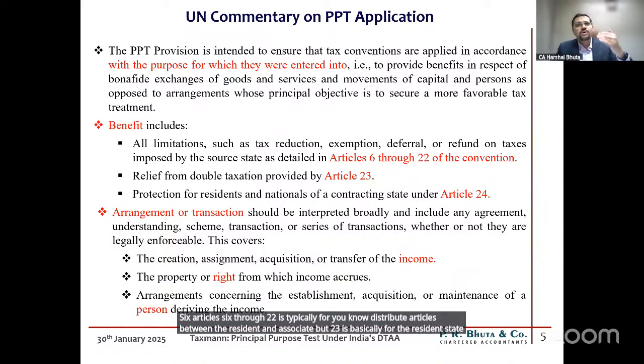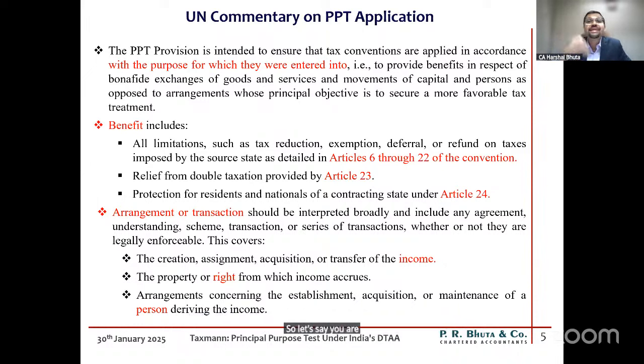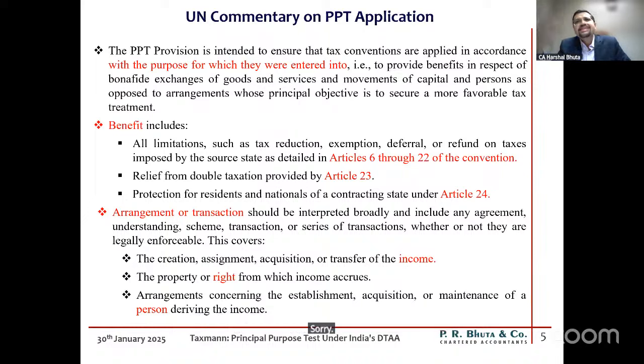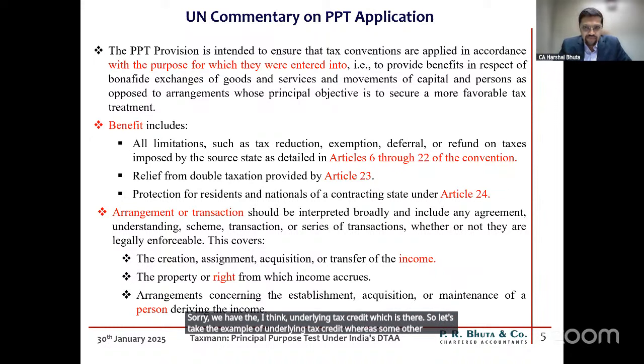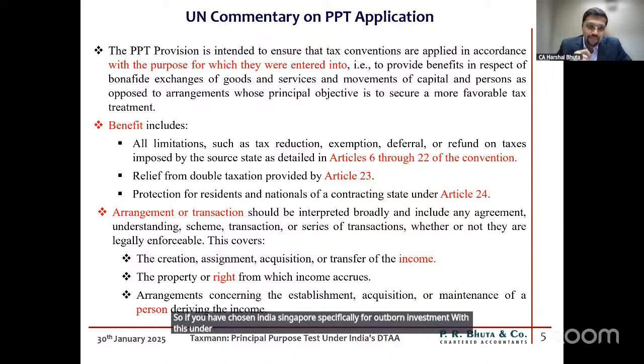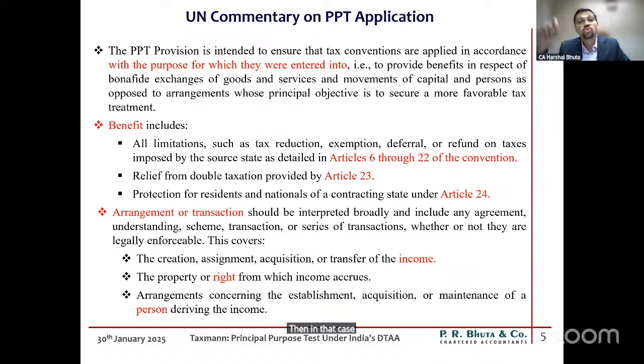So you may ask, acha, how come the PPT article is applicable for a benefit under 23? So let's say you are obtaining maybe a tax sparing benefit. Okay. Whereas, you could have invested through some other country. Okay. So let's say India, Singapore has a tax sparing benefit. Sorry, we have the, I think, underlying tax credit which is there. So let's take the example of underlying tax credit, whereas some other DTA may not have that. So if you have chosen India, Singapore specifically for outbound investment with this underlying tax credit in mind, then in that case, PPT could be applied there.